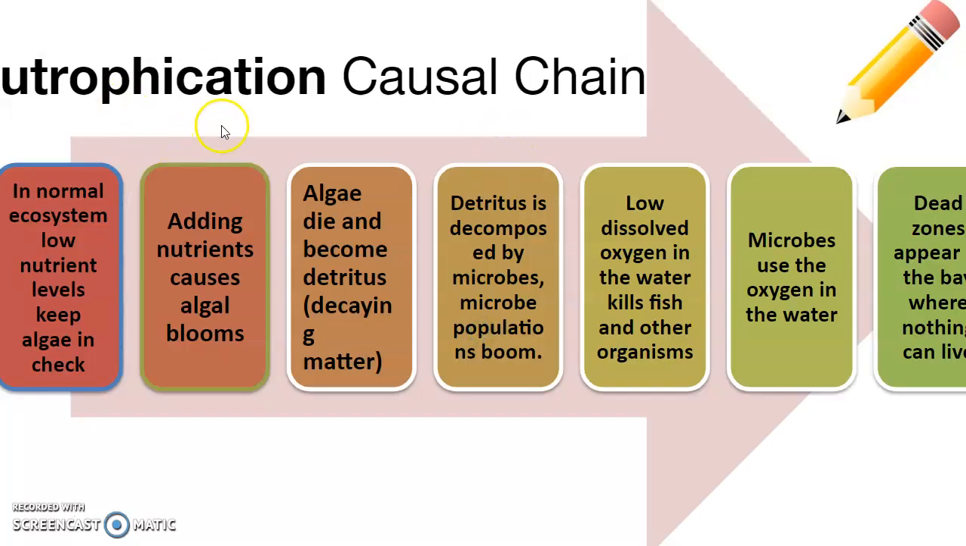So this is how eutrophication works. There will be a normal ecosystem with low nutrient levels and algae stays in check, so it doesn't overgrow. But once you add nutrients, once you add things that don't quite belong there, it causes algal blooms. Algae dies and becomes detritus, or decaying matter, and the detritus is decomposed by microbes, and the microbe populations bloom. As a result, there is low dissolved oxygen in the water, which then kills the fish and other organisms. Microbes use the oxygen in the water, and dead zones appear in the bay, and nothing can live there.